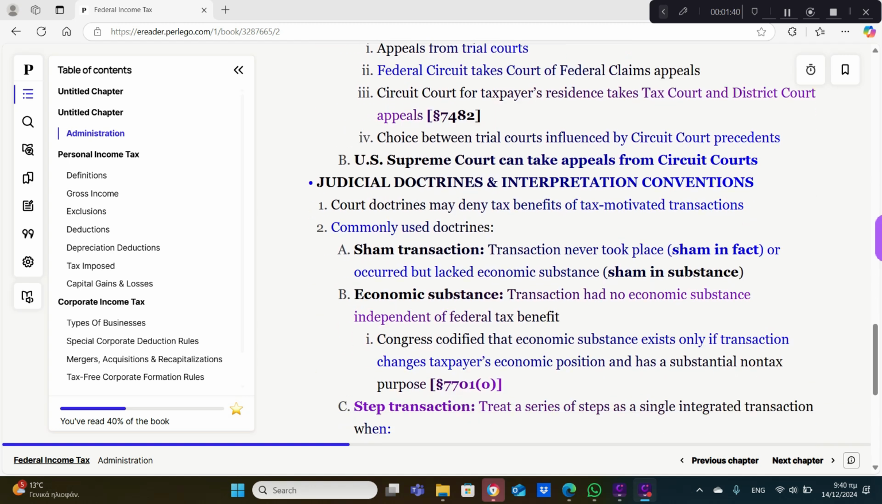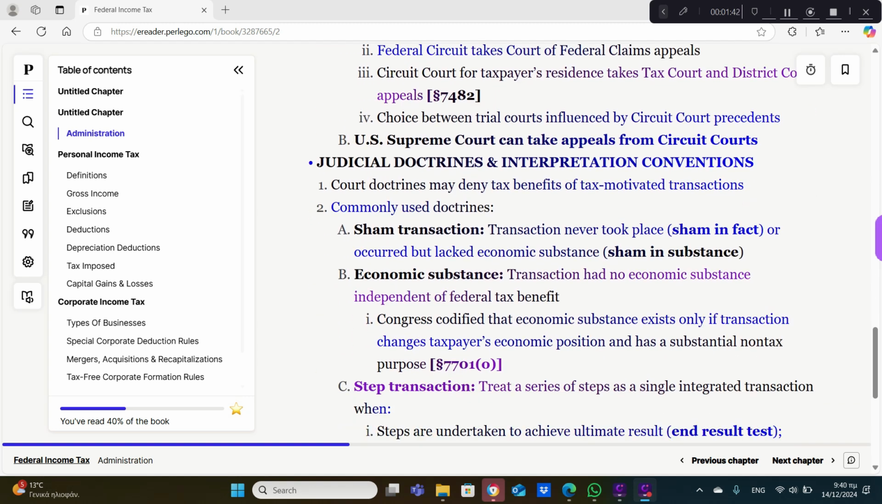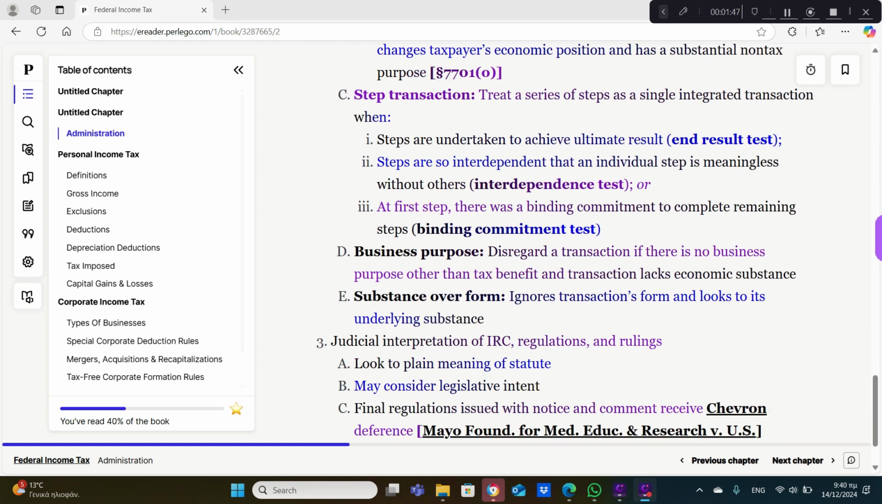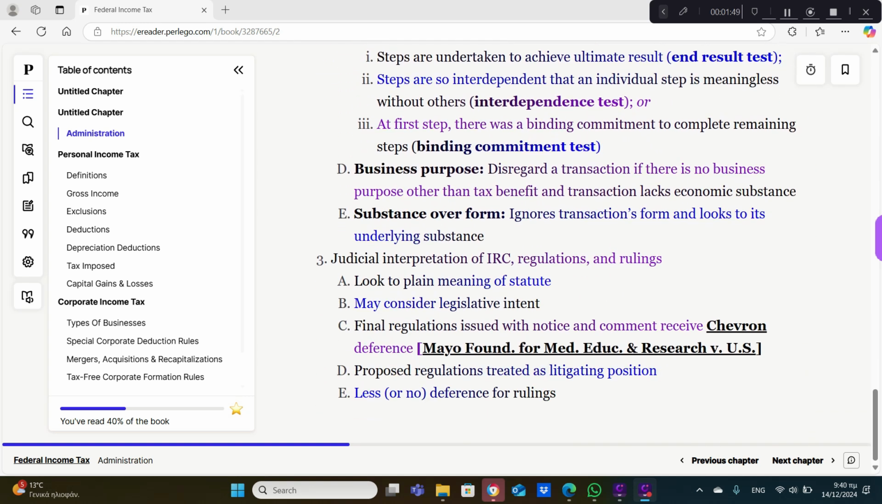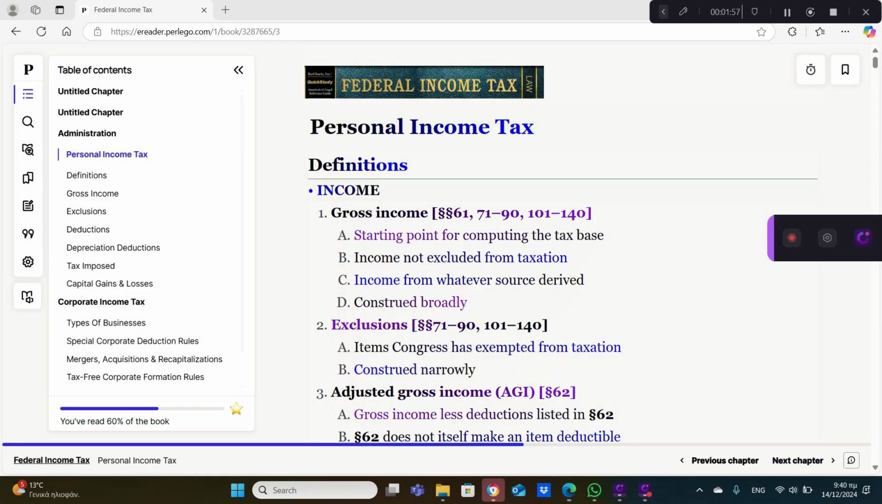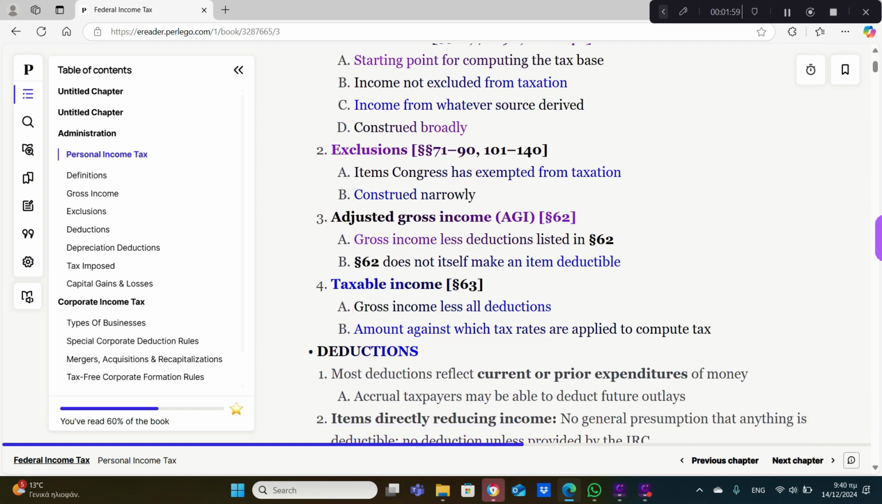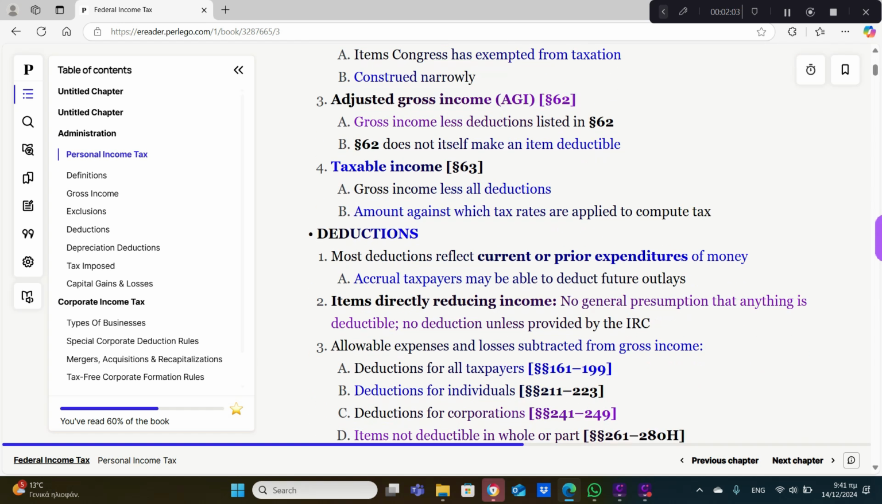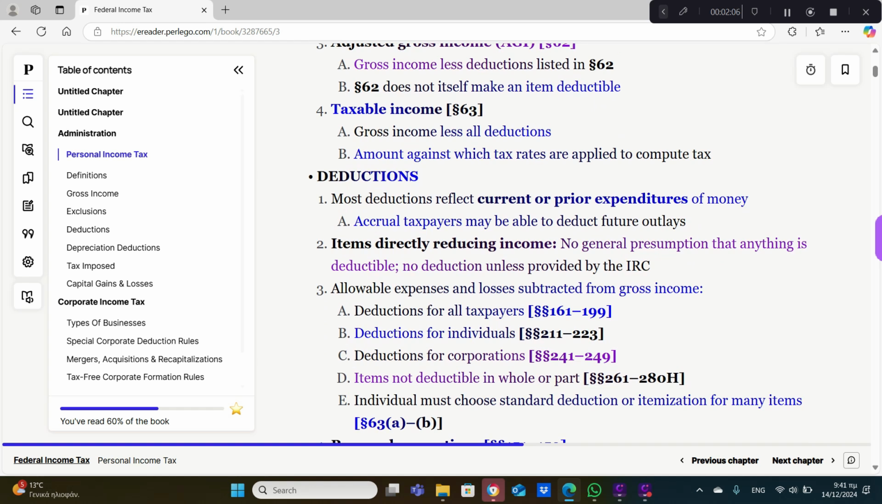3. Definitions. Key terminologies used in tax law are explained here, such as taxpayer, any individual or entity subject to income tax. Taxable year, the calendar year or fiscal year for which income is reported. Adjusted gross income, AGI, gross income minus specific adjustments like student loan interest and retirement contributions.